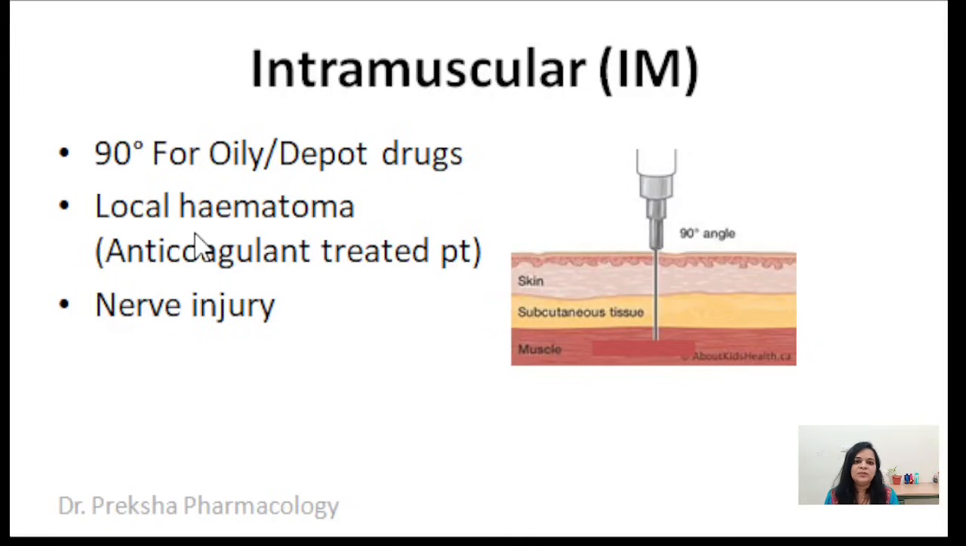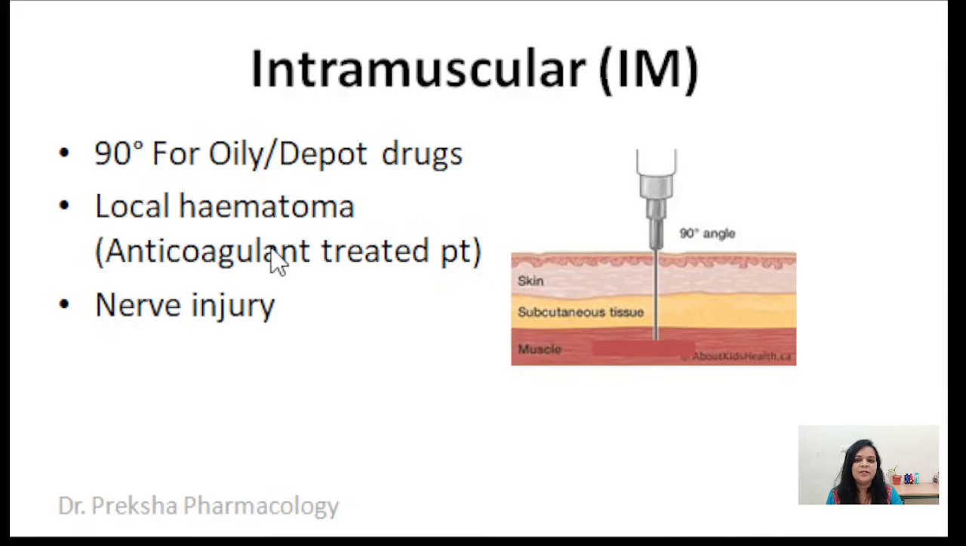Now coming to the intramuscular action of the drug. So here you can see in the image that the drug is given at a 90° of angle directly into the muscle, and this can be given for oily or depot drug preparations.